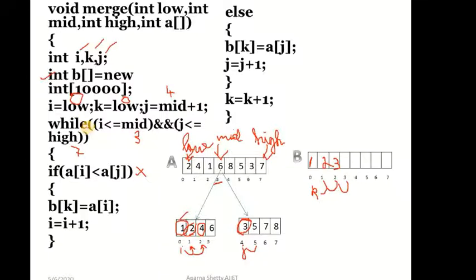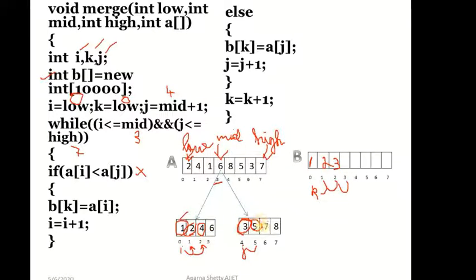Repeat with the next iteration of the while loop. Till this while loop becomes false, I have to repeat it. What is the value of I? I value is 2. Is 2 less than or equal to 3? Yes. And j value is 5. Is 5 less than or equal to 7? Yes. Next, test this if condition. If A of I is less than A of j, A of I is 4. Is it less than 5? Yes, 4 is less than 5.